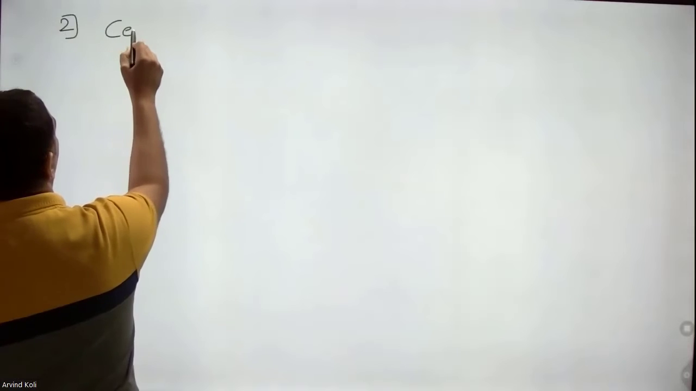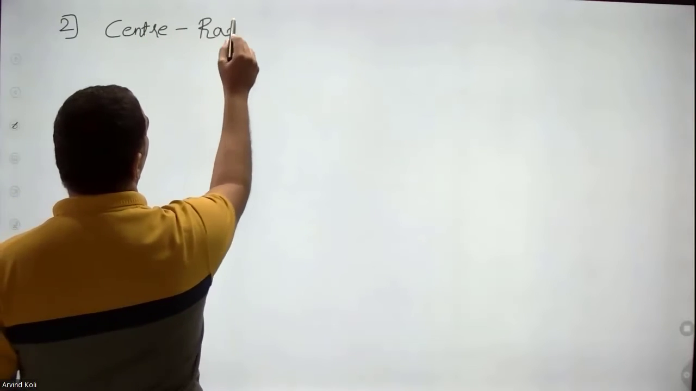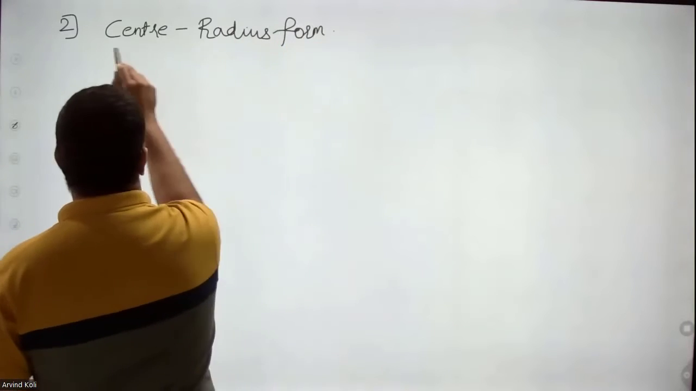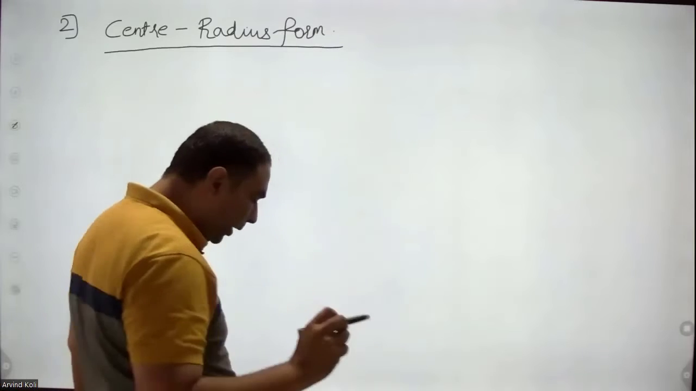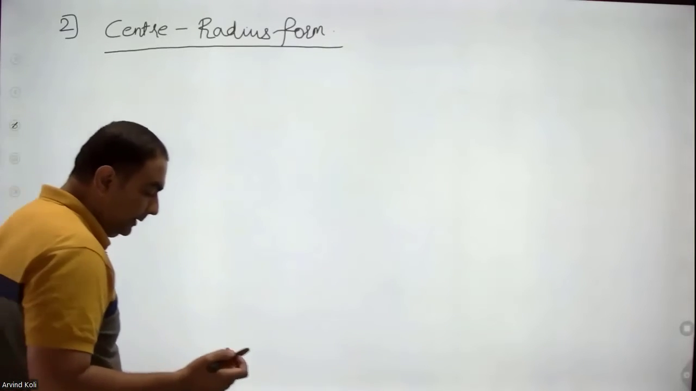Next, the second formula is central radius form. Okay, now what do we mean by central radius form of a circle? Let us have a look at it.